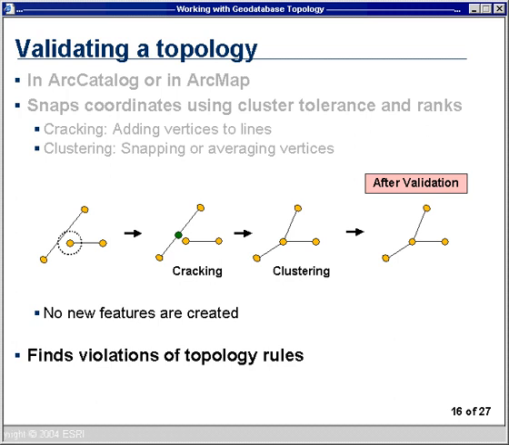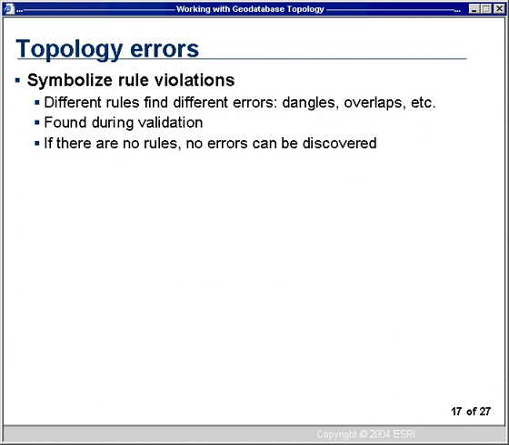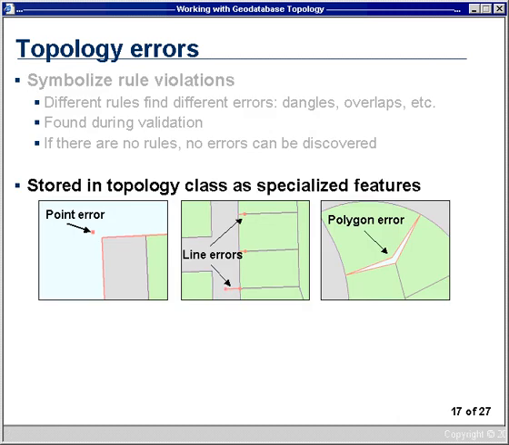Another thing that happens during the validation is the topology rules are checked, or applied, and they discover errors. And those errors, of course, are symbolized rule violations, and those are physically stored in the geodatabase, in the topology class. Different rules find different errors, and they're found during validation, and if you do not set any rules, no errors will be discovered. So they're stored in the topology class as specialized features. One example might be a point error, you have some line errors, or a polygon error.